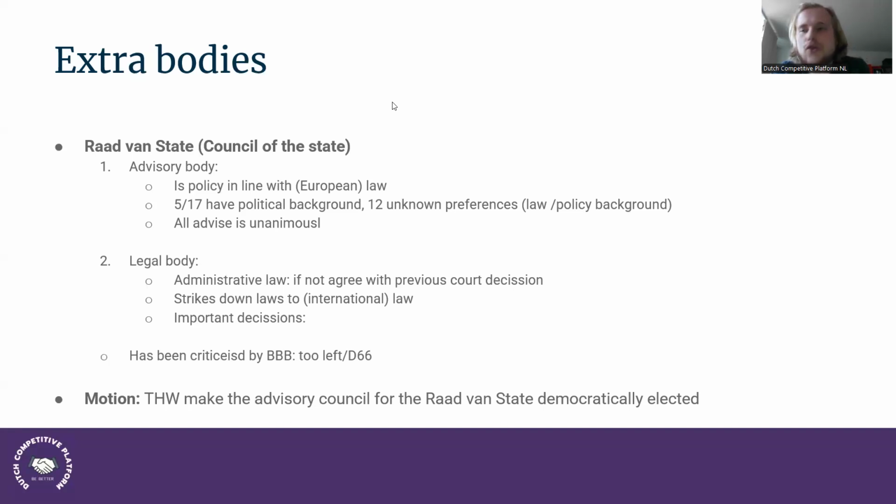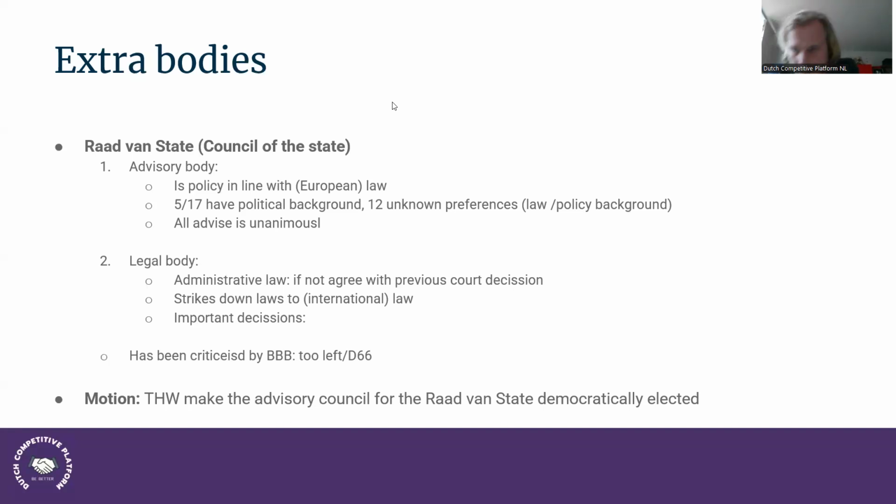Now, a motion you could think of based on this would be: this house would make the advisory council, or the Council of the State, democratically elected. I don't think this is a good motion. But then again, bad motions have been set at tournaments, so it's good to prepare for this. The idea here is that it is not democratic right now, and therefore we should have some form of accountability, and there's already backlash. So this would solve this.